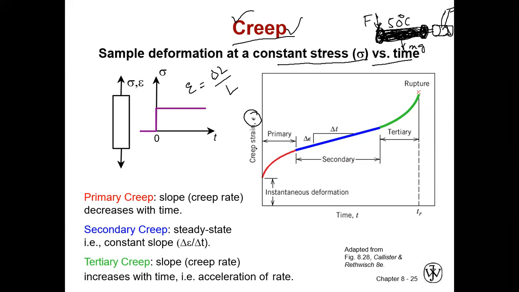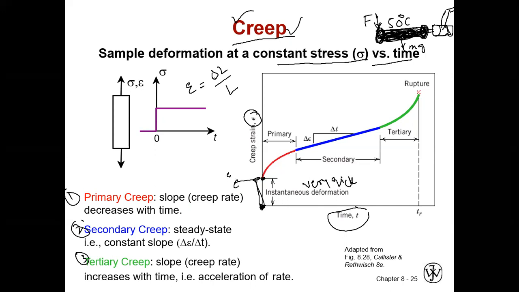Okay, so if I plot this creep with respect to time, if I make a graph of this, it will have three regions: primary, secondary, and tertiary. From here, the material will start. At the start, it will have instantaneous deformation. This deformation will occur very quickly.